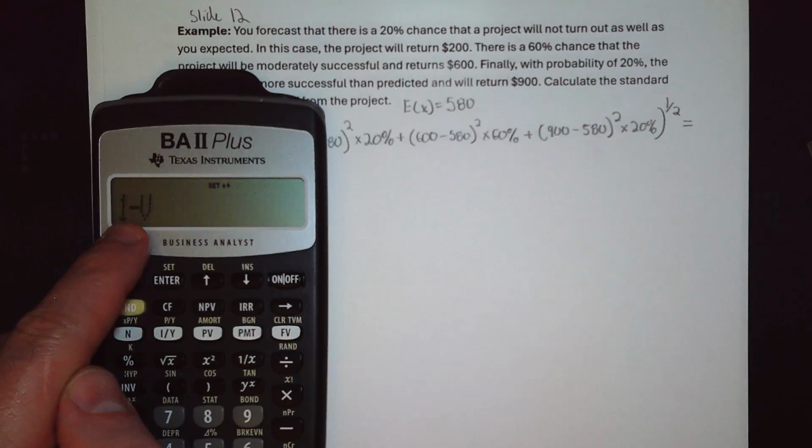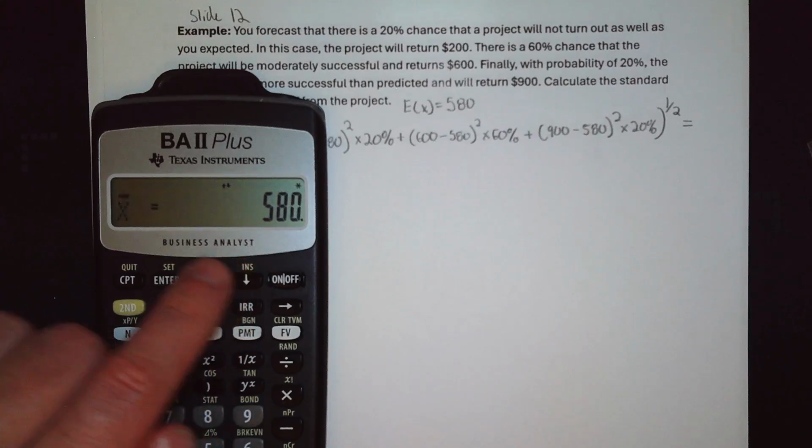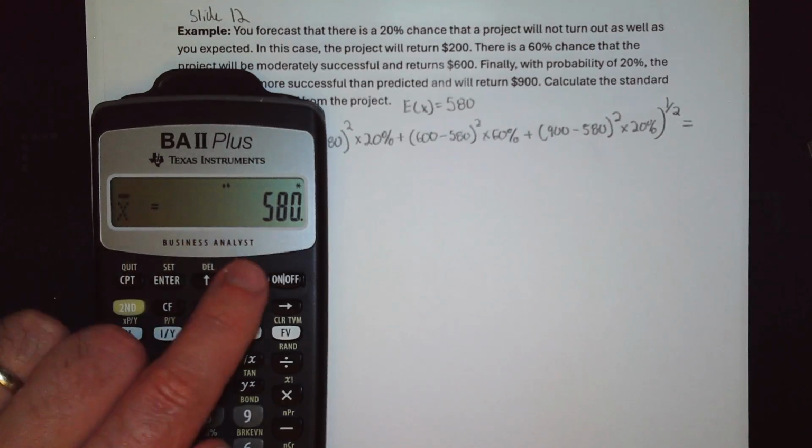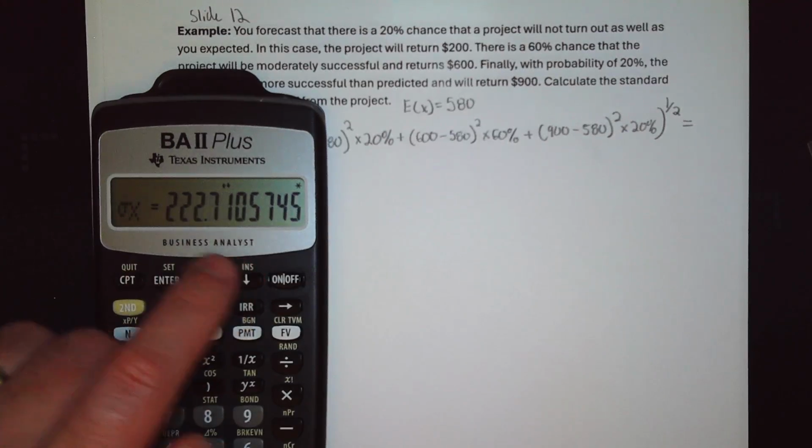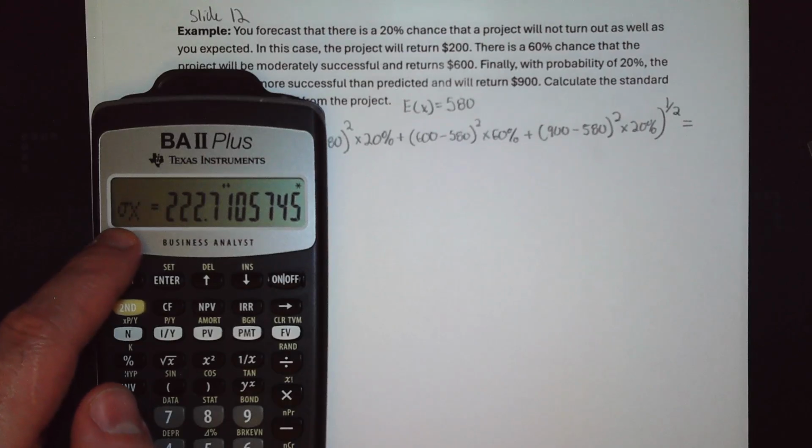I go to stat, second function 8. I'm in one variable mode. I have a frequency of 100. The expected value is 580. The standard deviation, if this was a sample, is 223.83. The standard deviation, if this is a population, is 222.71.